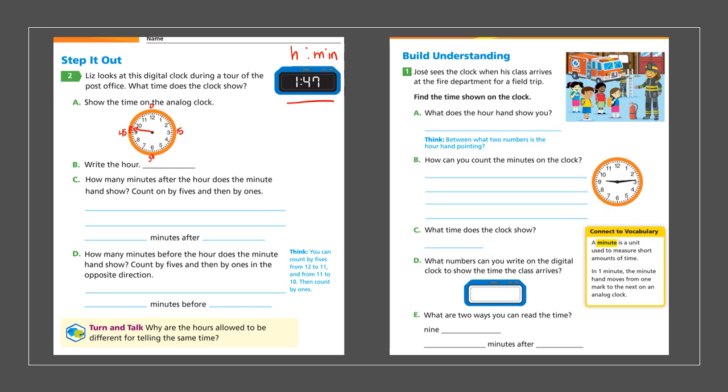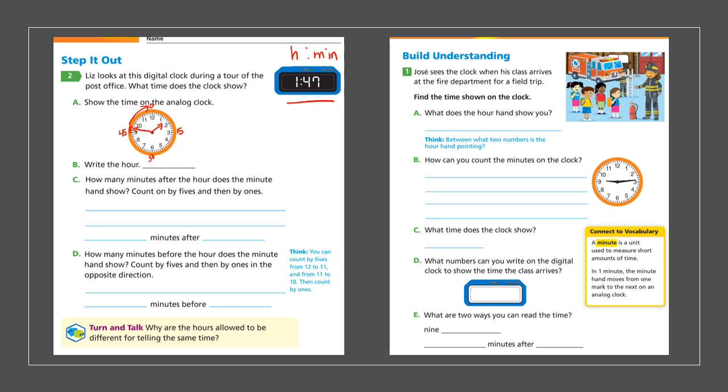And now we want our hour hand. Our hour hand should be pointing to 1. But it's not going to be pointing exactly to the 1 because we're this far away from it being 2 o'clock. So my hour hand is actually between the 1 and the 2, and it's going to be closer to the 2. It's going to be right in between.